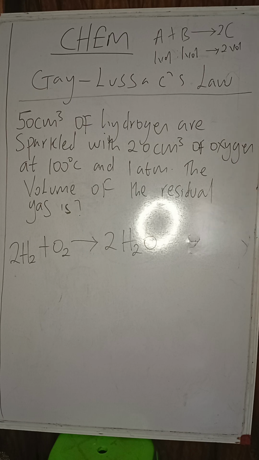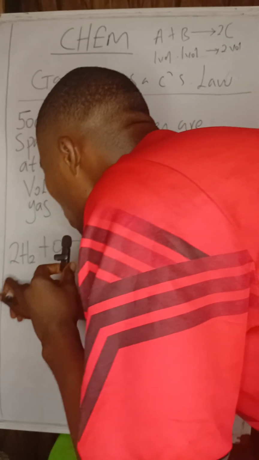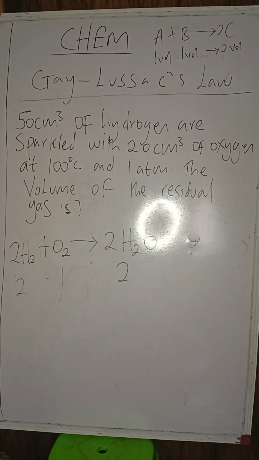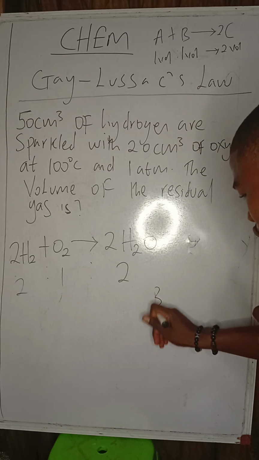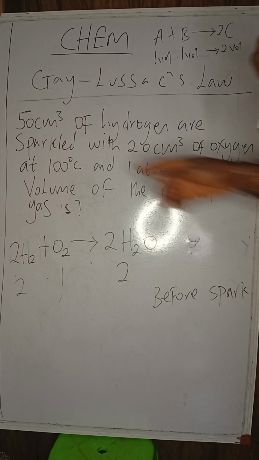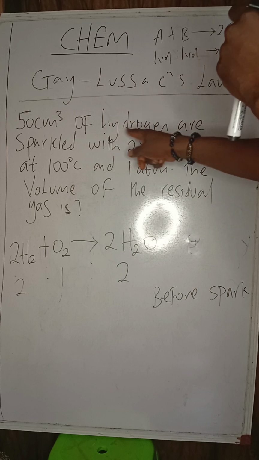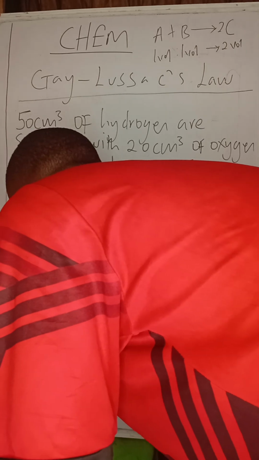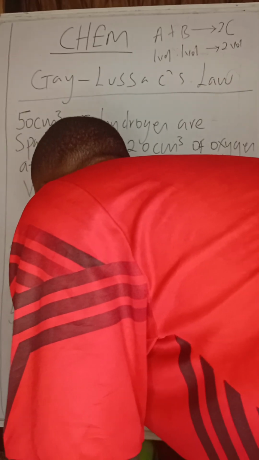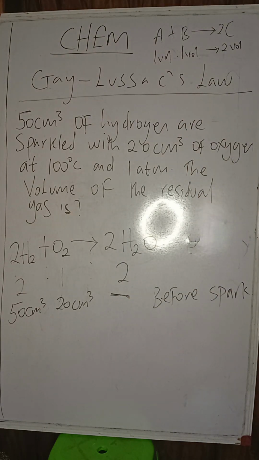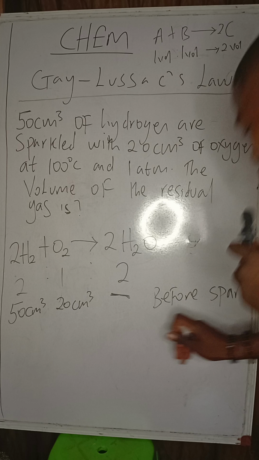So now what we normally do is that we take the ratio. What's the ratio? 2:1:2. That's the mole ratio or the volume ratio. Now we say before reaction, or before spark, please follow the method I'm using. Before spark, how many things were given? 50 cm³ of hydrogen was sparked with 20 cm³ of oxygen. So before spark we had 50 cm³ here, and oxygen is 20 cm³. Water has nothing before spark.